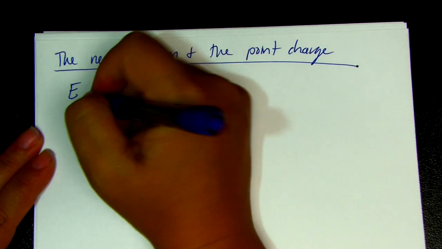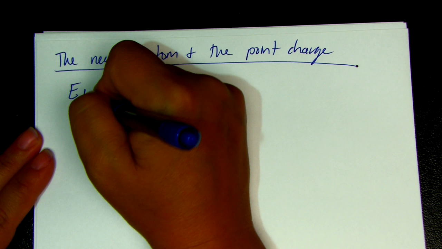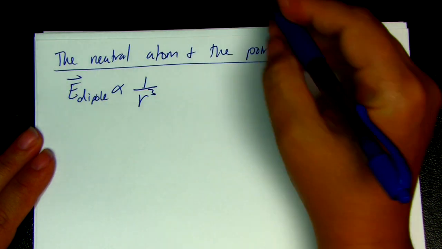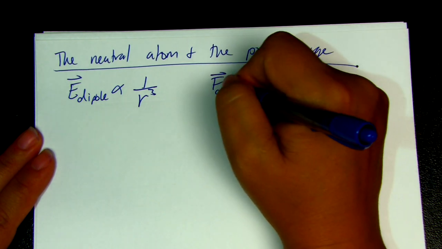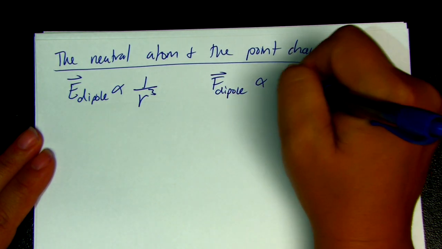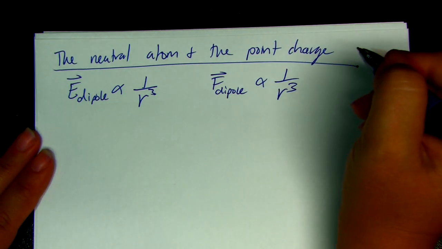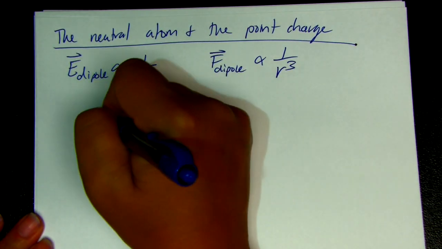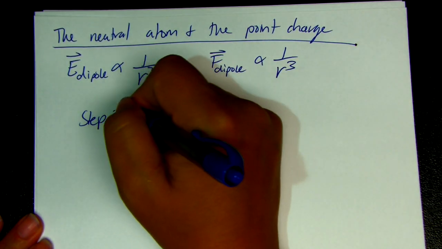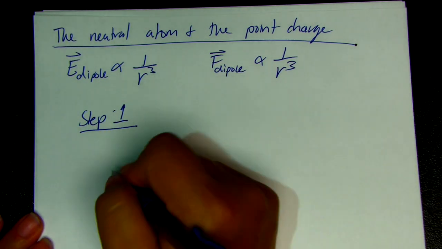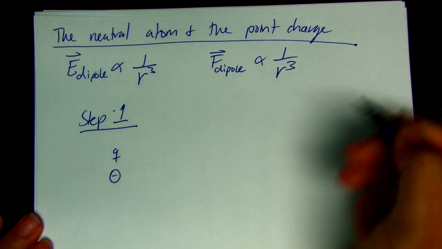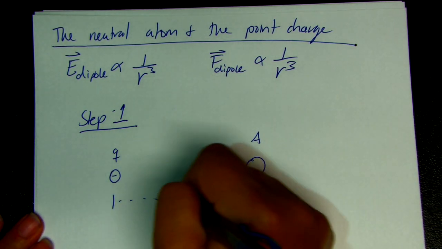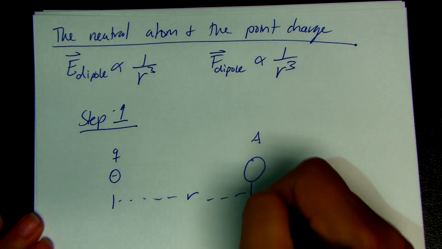So we know that the electric field of a dipole is proportional to 1 over r cubed, and we know that the electric force from a dipole is also proportional to 1 over r cubed. So let's walk through what would happen if we brought a neutral atom and a dipole together. So step 1, bring them together. We have here a negative charge Q, and we have our neutral atom over here. They are separated by some distance r.